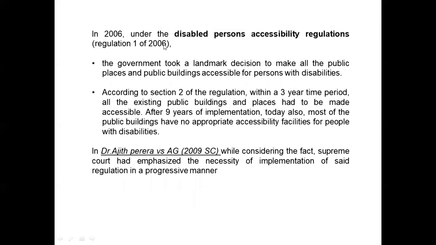In 2006, under the Disabled Person Accessibility Regulations number 1 of 2006, the government took a landmark decision to make all public places and public buildings accessible for persons with disabilities. According to Section 2 of the regulation, within a 3-year time period, all existing public buildings and places had to be made accessible. After 9 years of implementation, today most public buildings still have no appropriate accessibility facilities for people with disabilities.